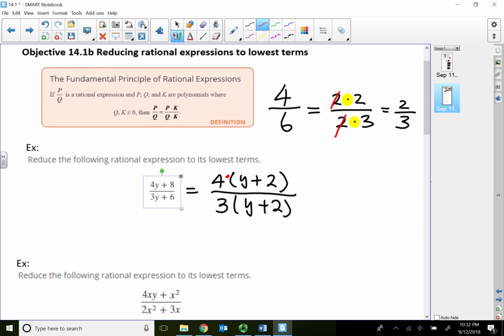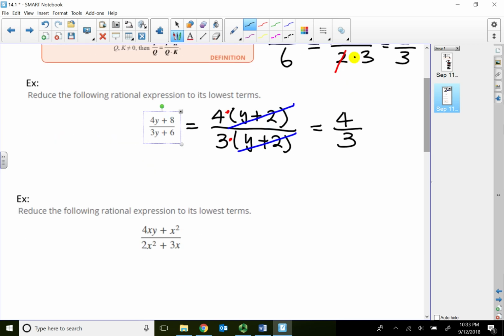So once you're one term over one term, then you can cancel out the similar factors. Right now I'm viewing the entire y plus 2 as one term by putting it in the parenthesis. So y plus 2 over y plus 2 cancels out. The only thing I have left is 4 over 3. Okay, that's how we reduce our rational expressions.